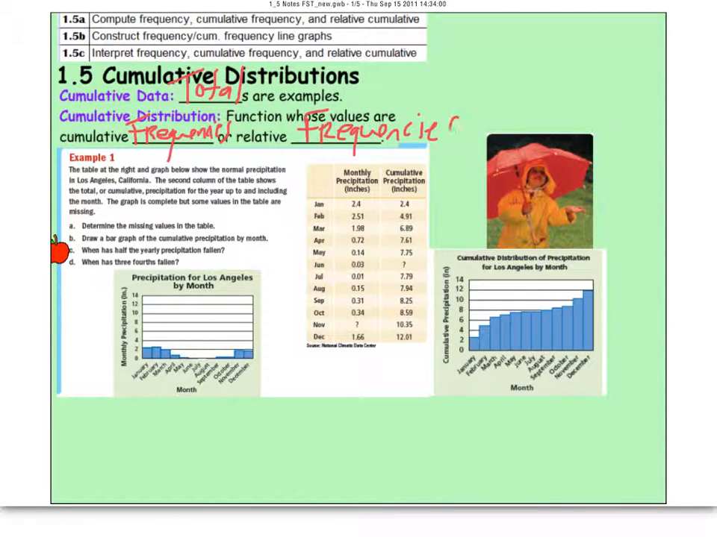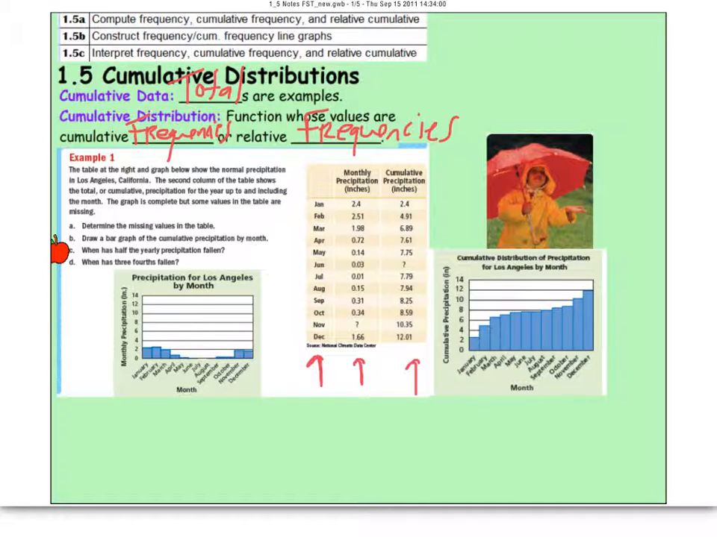So this example below is a really good one of the cumulative frequencies. So here's what we have. The table at the right shows the normal precipitation in LA. We have it by month, so all 12 months. We have the monthly amount of rain, and then we have the cumulative amount of rain. They want us to determine the missing values in the table.